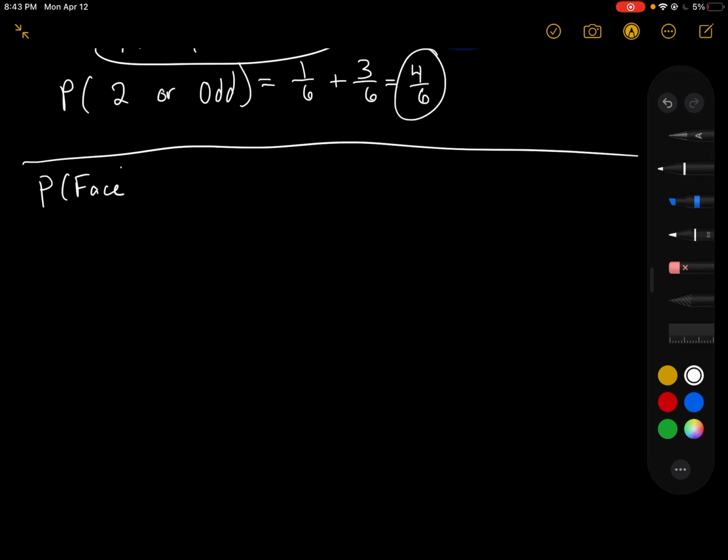All right, so a few examples with a die. Now let's go over a few examples with a deck of cards.